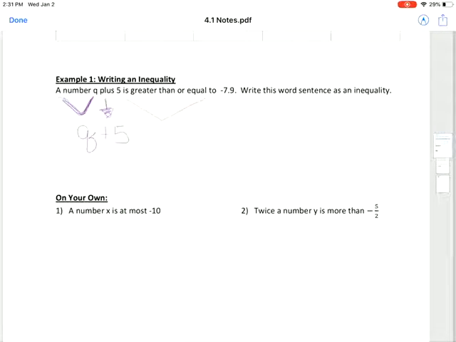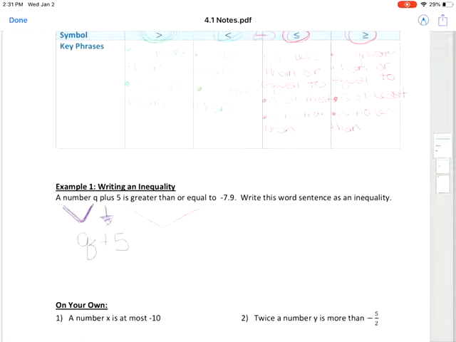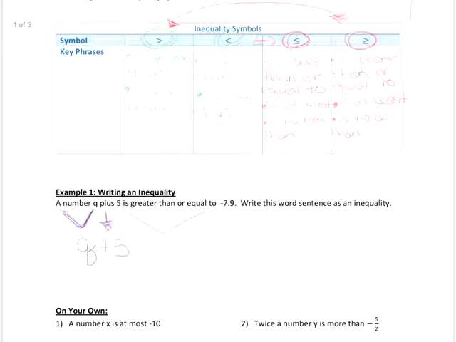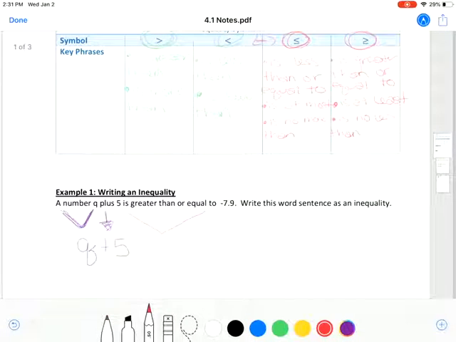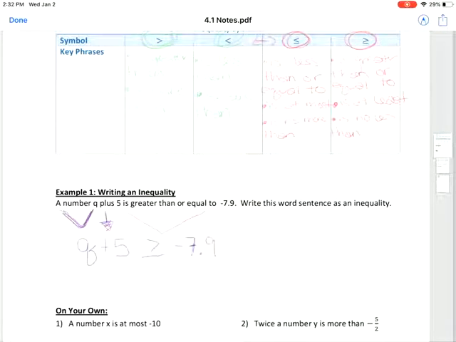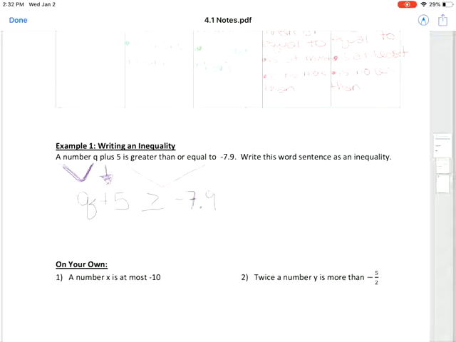If I don't know this off the top of my head, I scroll all the way back up. I know "is greater than or equal to" is the last one that we have up here, where the little mouth is pointing to the left. So I have is greater than or equal to negative 7.9. I'm going to put a little dash right here so we don't get confused between the 7 and our inequality sign. And so that's our inequality sentence right there: Q plus 5 is greater than or equal to negative 7.9.